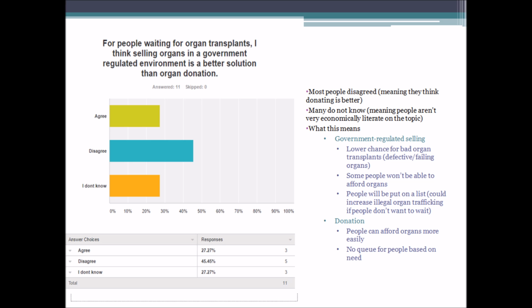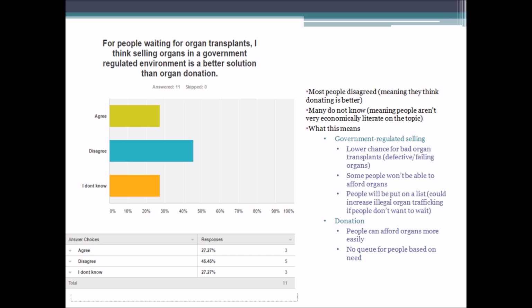So if the government were to regulate organ selling, it would mean that there'd be a lower chance for bad organ transplants, meaning that there would be less defective or failing organs since it would be government regulated. And a con would be that some people might not be able to afford organs since the government would price organs and perhaps even tax them. And also another con would be that people would be put on a list based on how much they need the organ. And if they don't want to wait until they're at the top of the list, they might use illegal means to get the organ that they need.